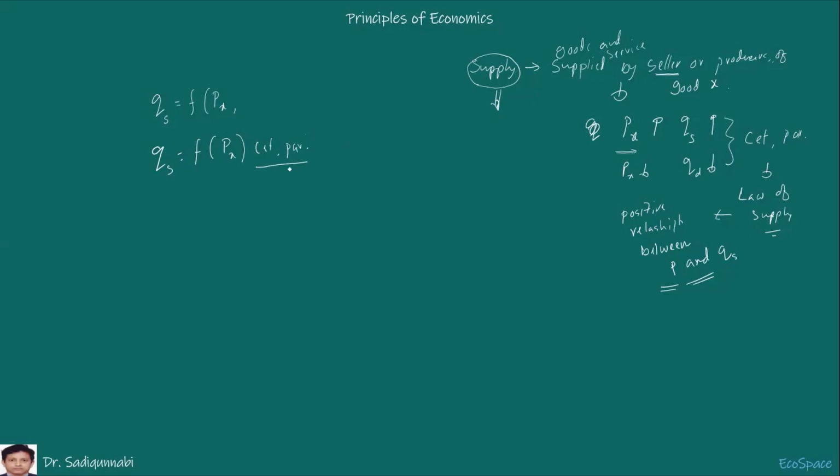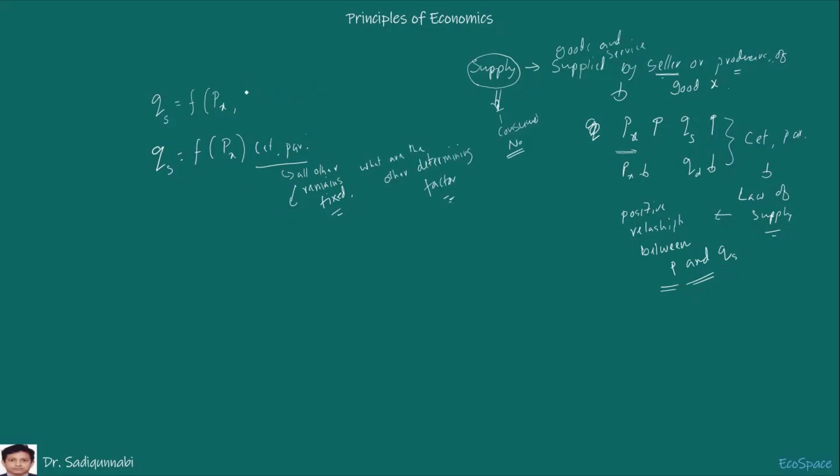Now ceteris paribus means all other things remain fixed or constant. Now, what are all the others? What are the various factors that determine quantity supplied? One is PX. What are the others? Other determining factors. Let me help you.